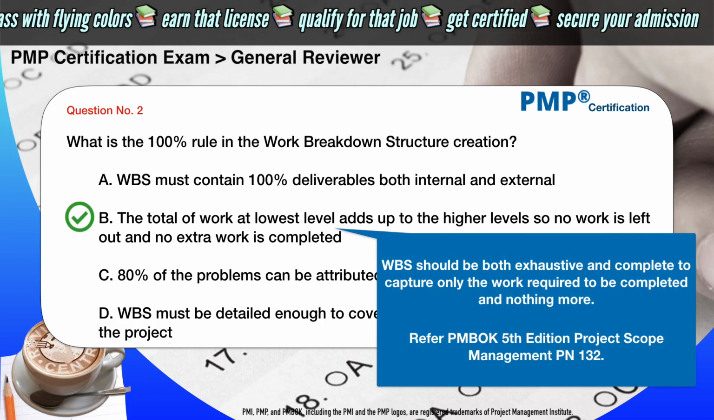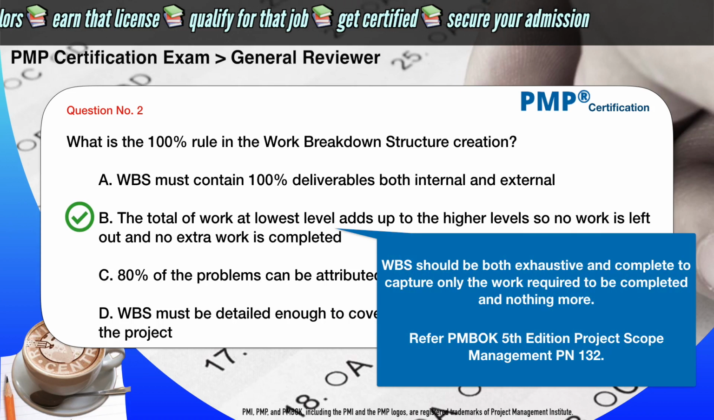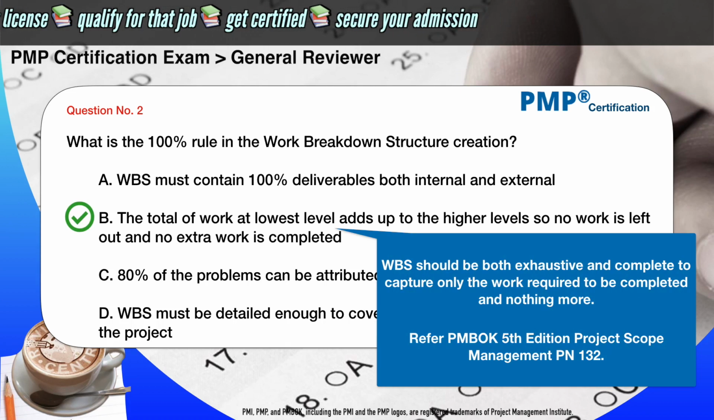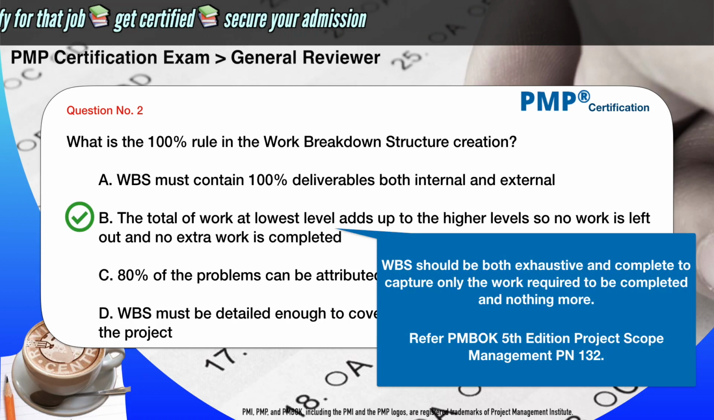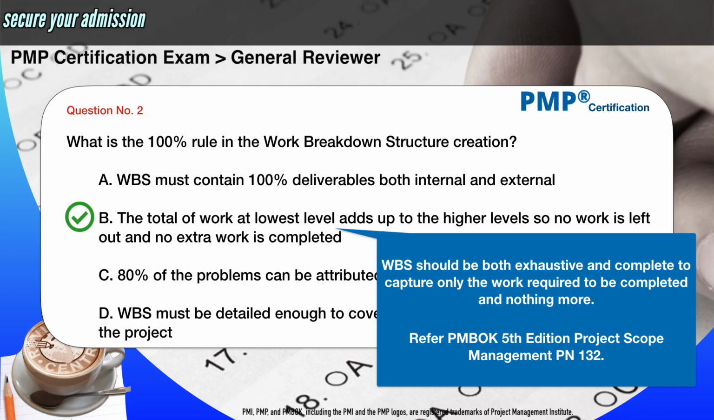The correct answer is B. The total of work at lowest level adds up to the higher level, so no work is left out and no extra work is completed. WBS should be both exhaustive and complete to capture only the work required to be completed and nothing more.